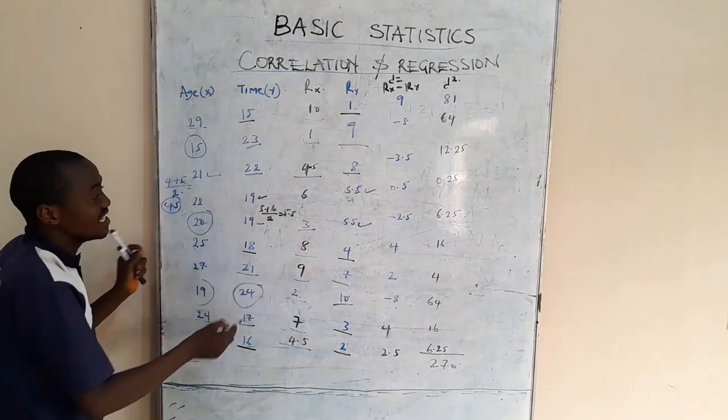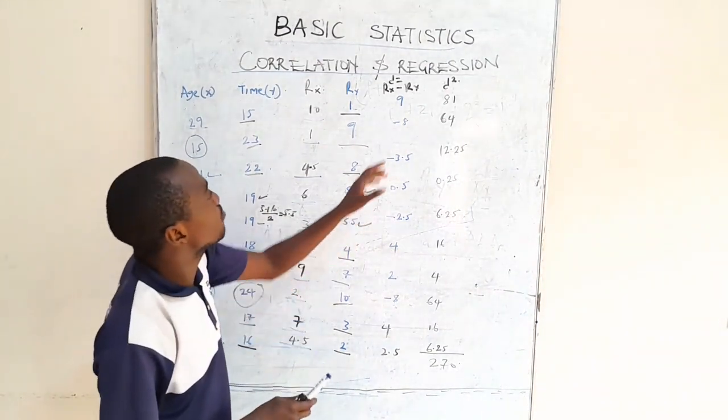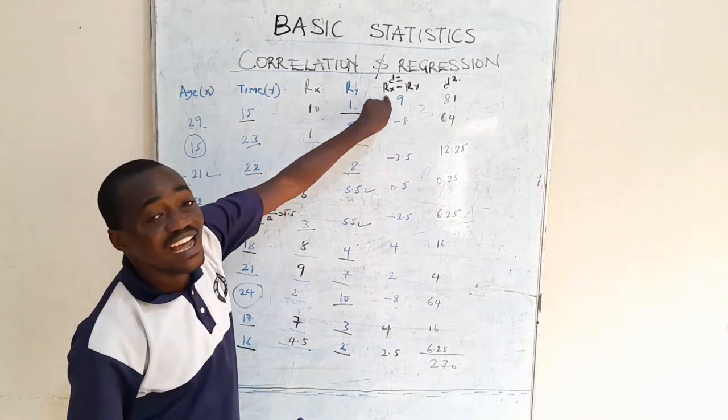And the total observation here is what? Is 10. That means that what? We are correct. Now, the next thing we need to find is the difference. We want to find the difference between the rank X and the rank Y.